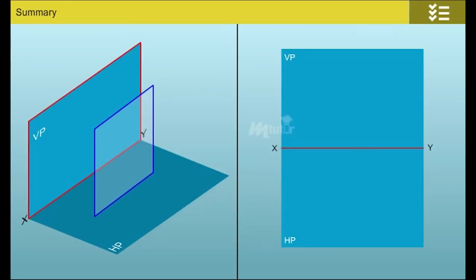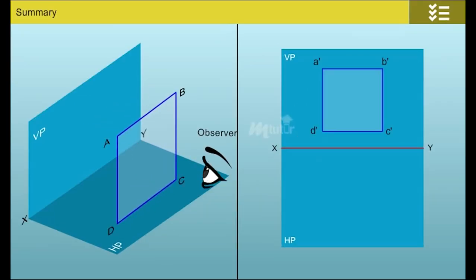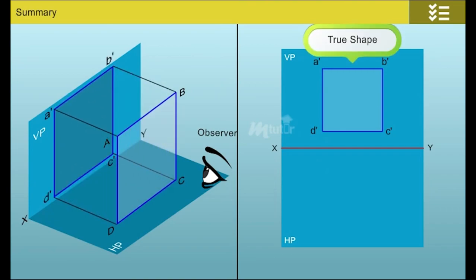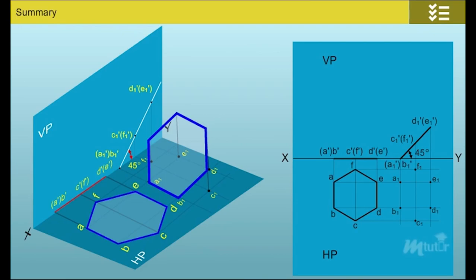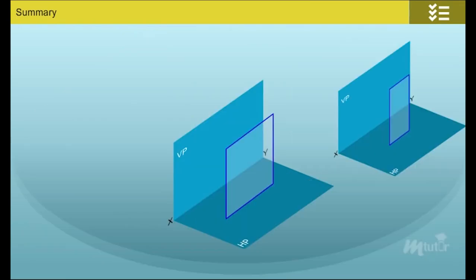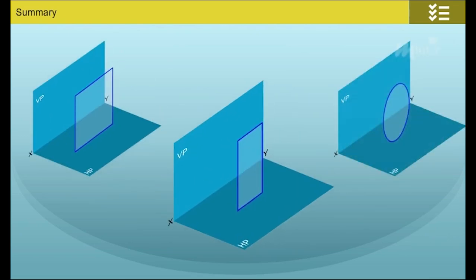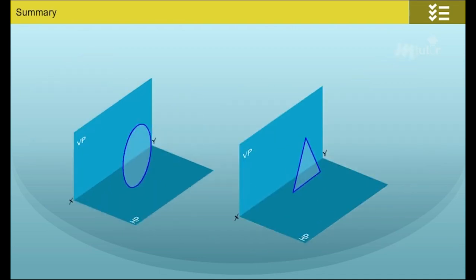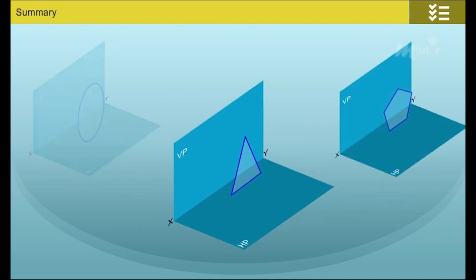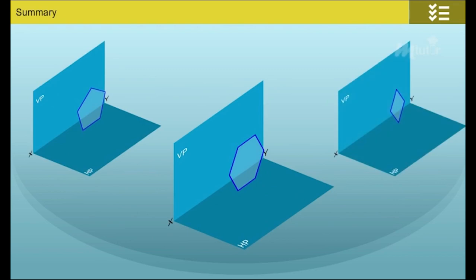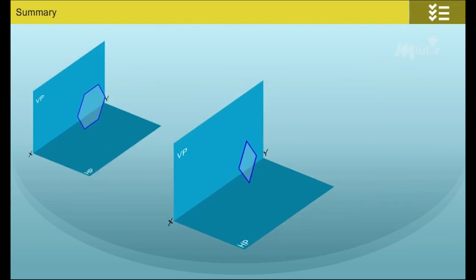Summary. In this lesson, we have learnt about the different views of a plane, orthographic projection of a plane, and positioning of square, rectangle, circle, triangle, pentagon, hexagon, and rhombus in the principal plane.